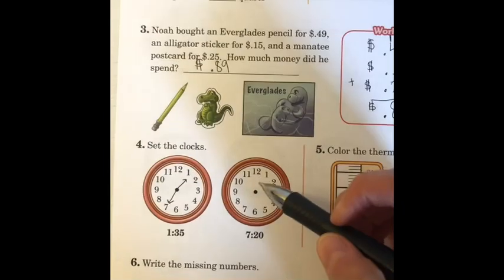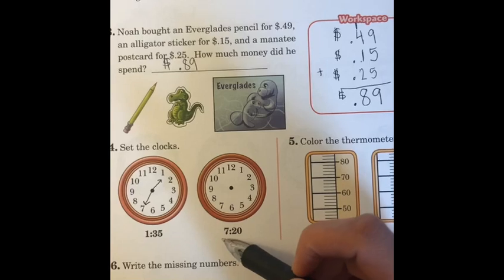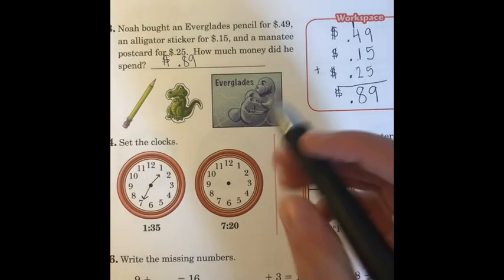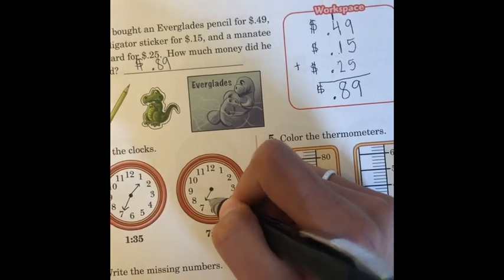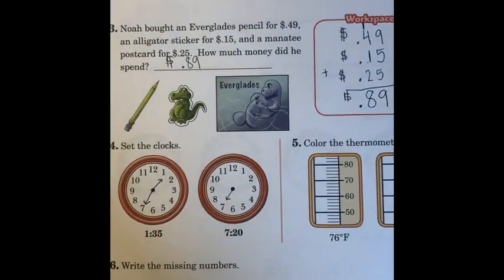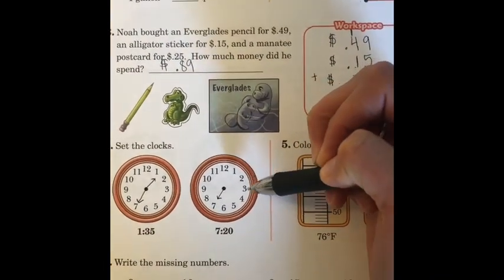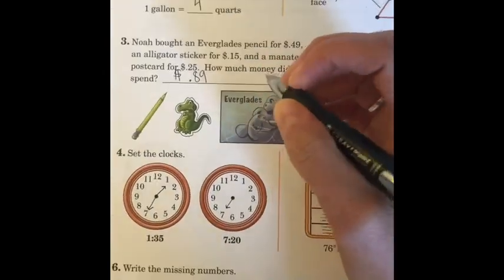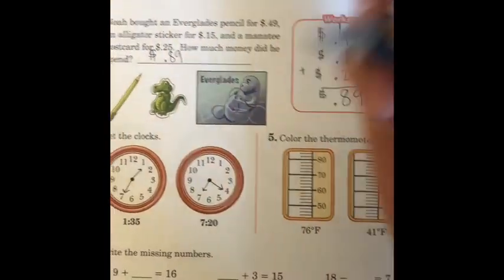All right, the second clock, 7:20. So what hour is it? 7, so our short hand should be towards the 7. And then our minute hand is 20. So let's count by 5s again till we hit 20. 5, 10, 15, 20. So our minute hand should be at the 4.